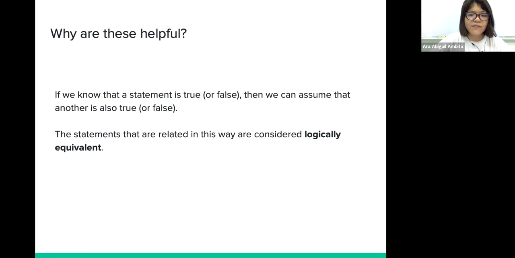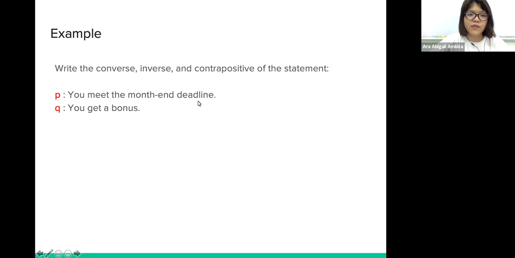Let us have some examples. But before that, let me ask you first why these are helpful. If we know that a certain statement is true or false, then we can assume that another is also true or false. The statements that are related in this way are considered logically equivalent.